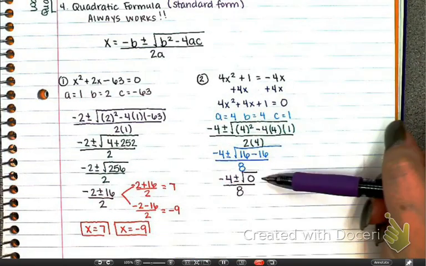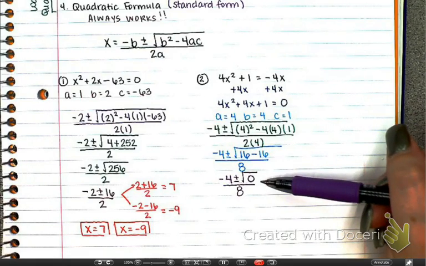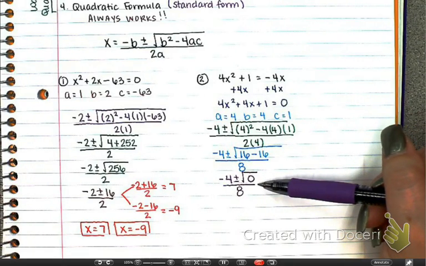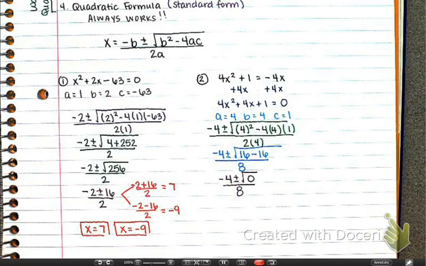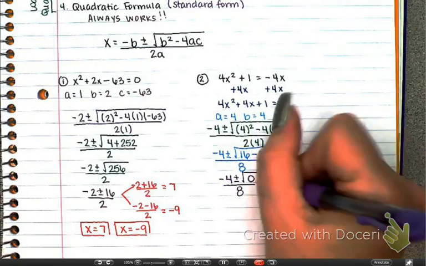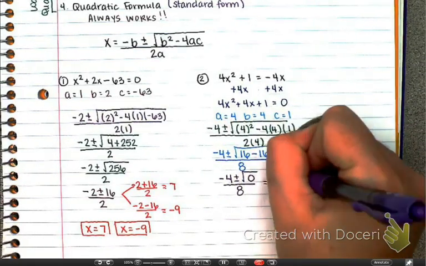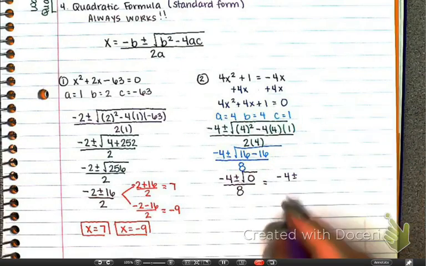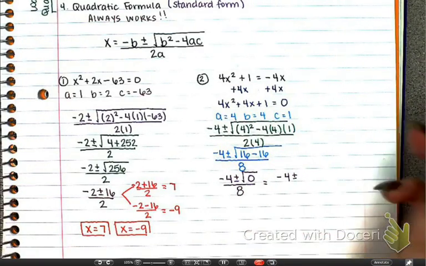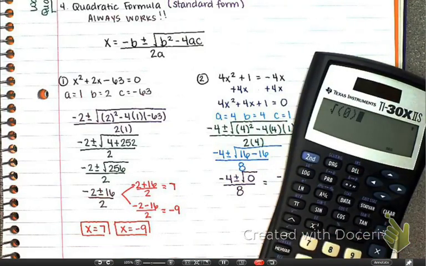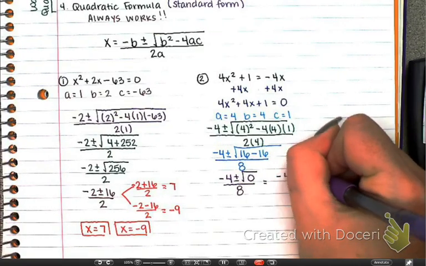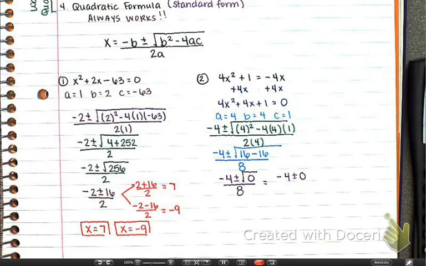Okay, so this is the point where I think back to the discriminant, and if the discriminant is 0, then I will have one real solution. So at the very end, I'm only going to have one answer, and here's why. If I keep simplifying this, I get negative 4 plus or minus, what is the square root of 0? If you're not sure, grab your fancy calculator. The square root of 0 is 0. Okay, there's really no such thing as a negative 0.